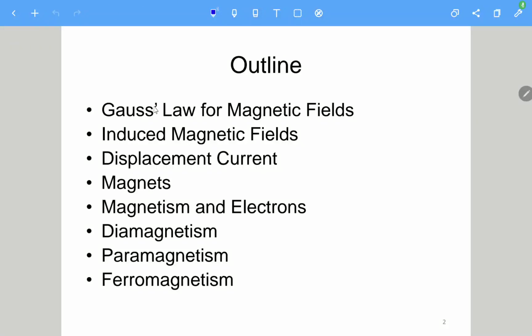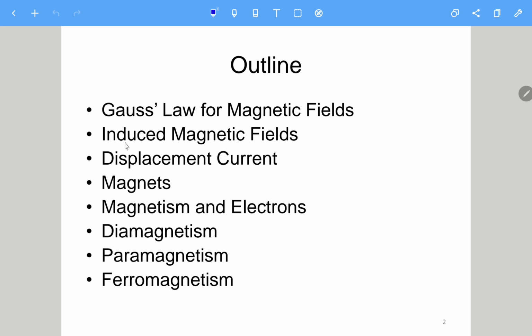Okay, so this is the outline of chapter 32. We'll introduce the Gauss law for magnetic field. In chapter 23, we have already learned the Gauss law for electric fields. Here we'll also learn about the Gauss law for the magnetic field, so that we will complete the whole Maxwell equations.